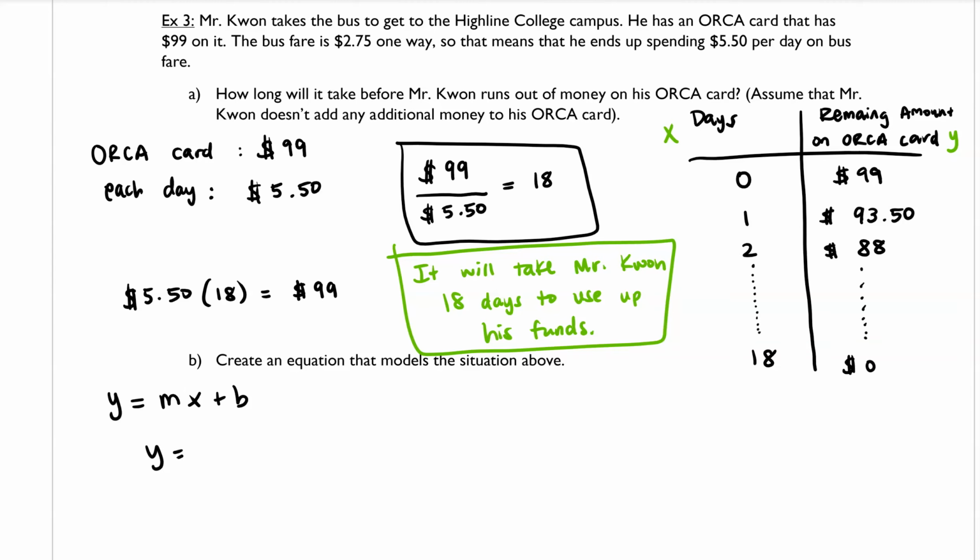y equals, well, m is our rate of change, so our constant rate of change, and every day we are losing $5.50. So our slope in this scenario is going to be negative 5.50. x represents the number of days, and then the b value is related to our y-intercept. And I said earlier that most times in word problems, the b value kind of represents where we're starting off. And in this case, we're starting off with $99.